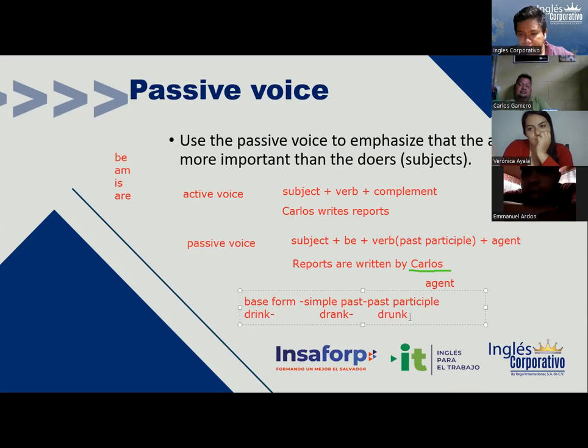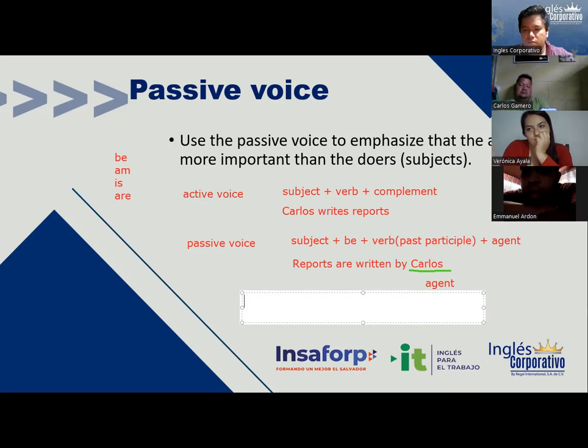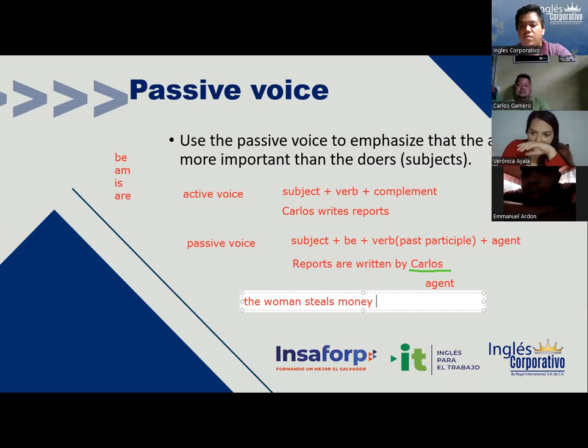¿Ok? Like in here. So, en este caso yo puedo decir, like, the woman steals money. ¿Ok? The woman steals money. ¿Qué estoy queriendo decir en esa oración? The woman steals money. I don't know what I mean. What does steal mean? Steal is when you take something without permission.